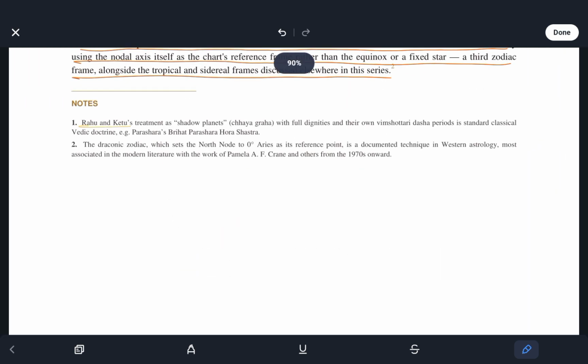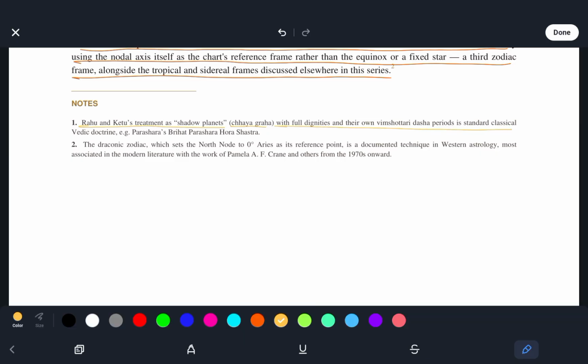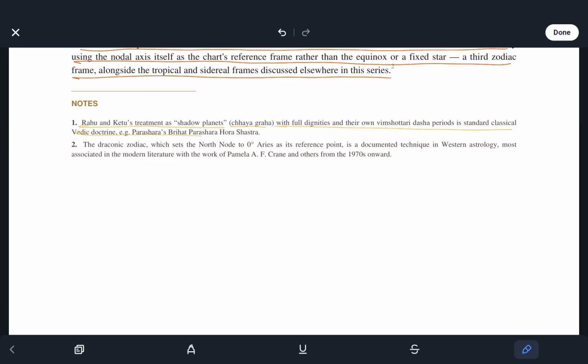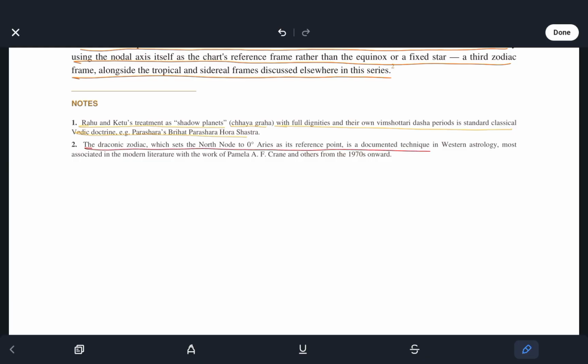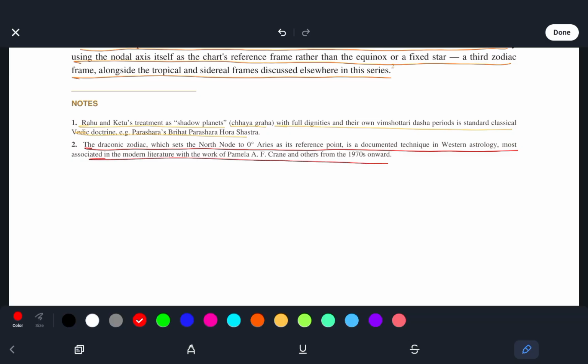Rahu and Ketu's treatment as shadow planets, chhayagraha, with full dignities and their own Vimshottari dasha periods, is standard classical Vedic doctrine. For example, Parashara's Brihat Parashara Hora Shastra. The draconic zodiac, which sets the north node to 0 degrees Aries as its reference point, is a documented technique in Western astrology, most associated in the modern literature with the work of Pamela A. F. Crane and others from the 1970s onward.